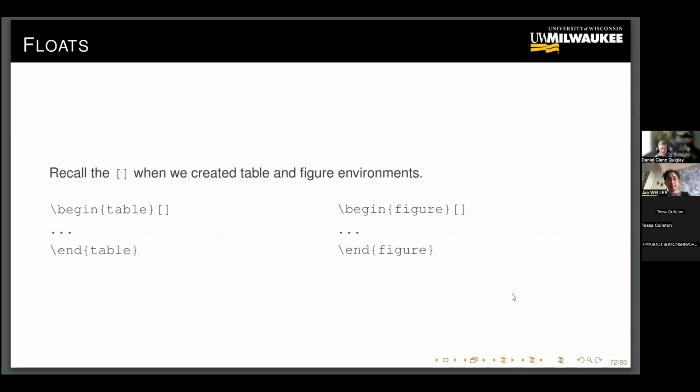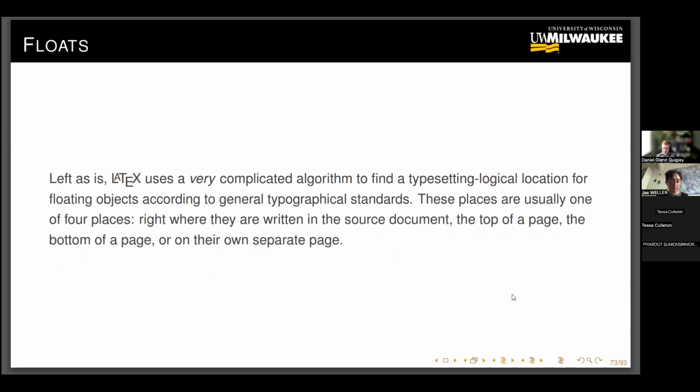Continuing on. You may have noticed that I had these empty brackets when we were creating table and figure environments. So what is this doing? Now, I mentioned that LaTeX is super useful for typographic purposes. That's because there are extremely complicated algorithms in the background to find the typographically logical location for these objects. These are called floating objects because they float around to find a place. Do you ever read a book or a textbook and it says, refer to figure such and such, and that figure is on another page, even though it might make sense to have it in that location? It's because it's a floating object that's going to its typographically destined location. That's what's going on here.